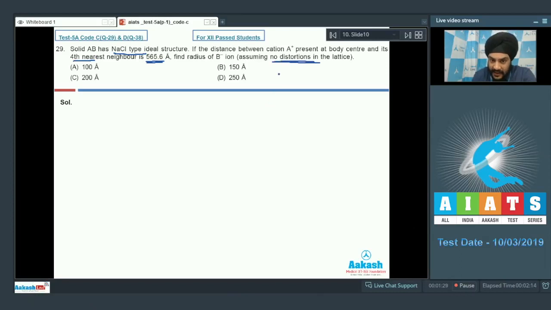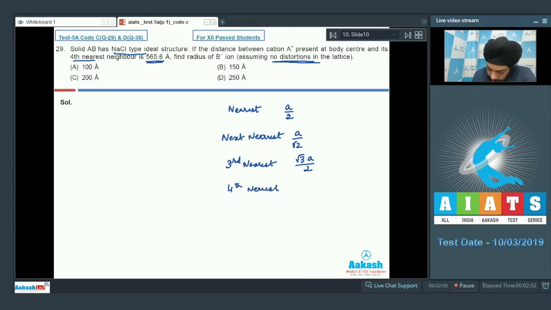So if we talk about the nearest neighbors present in NaCl type structure, we have the nearest neighbor present at a distance of a by 2. We have the next nearest neighbor present at a distance of a by root 2. We have the third nearest neighbor present at a distance of root 3 into a by 2. And we have the fourth nearest neighbor present at a distance of a. Students, we have been given the value of a directly in this question. The value of a is equal to 565.6 angstroms.